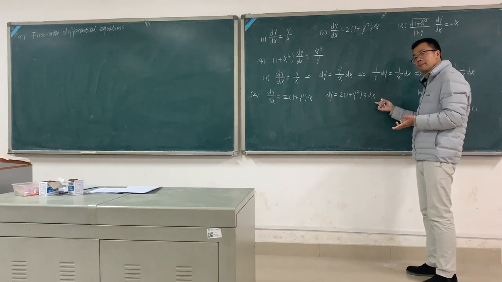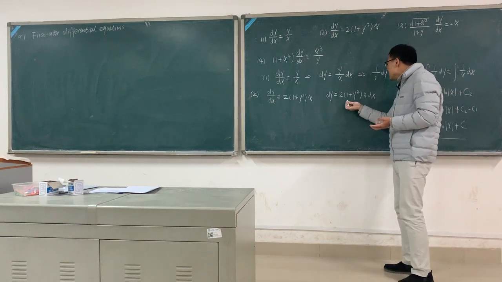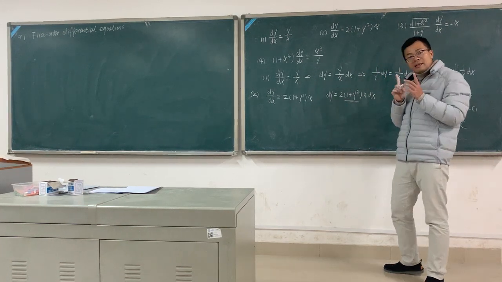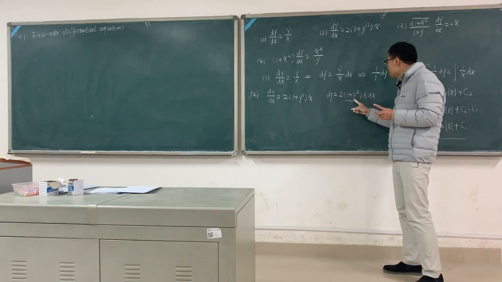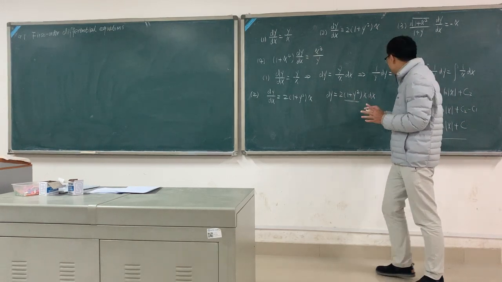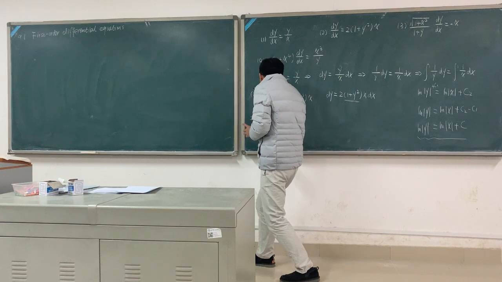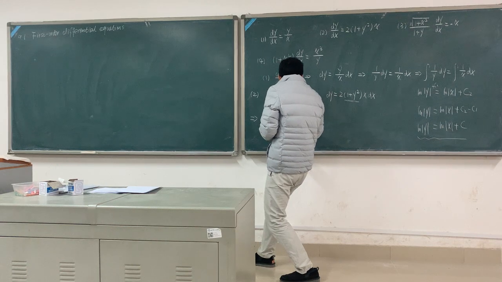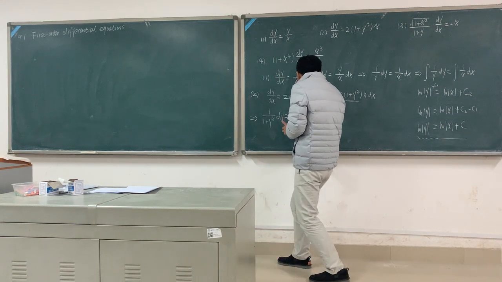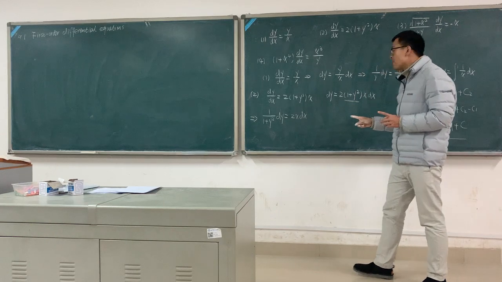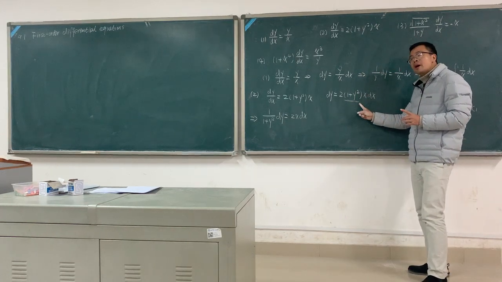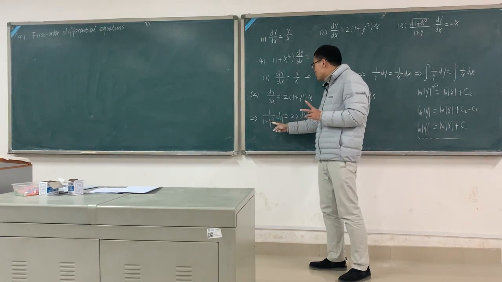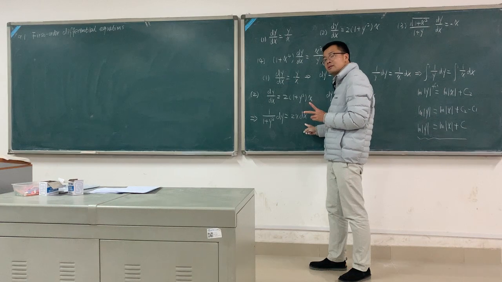Now on the right hand side, we have 1 plus y squared here. So we divide by 1 plus y squared on both sides, okay? So here we have 1 by (1 plus y squared) dy equal to 2x dx.